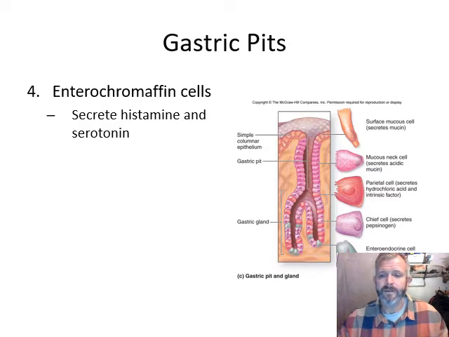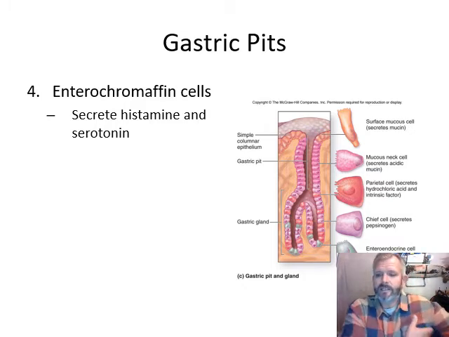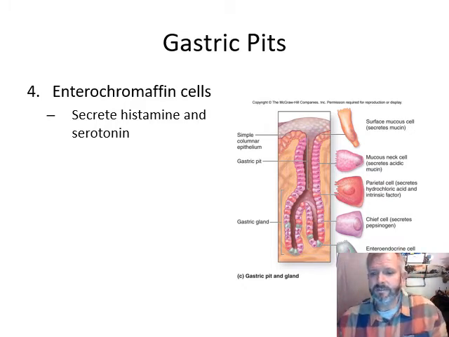Okay. And then finally we have enterochromaffin cells, which secrete histamine and serotonin, and help regulate some of the activities of the digestive tract here. And also the enterochromaffin cells secrete gastrin. We're going to see one of the hormones that helps regulate the release of hydrochloric acid from the parietal cells.